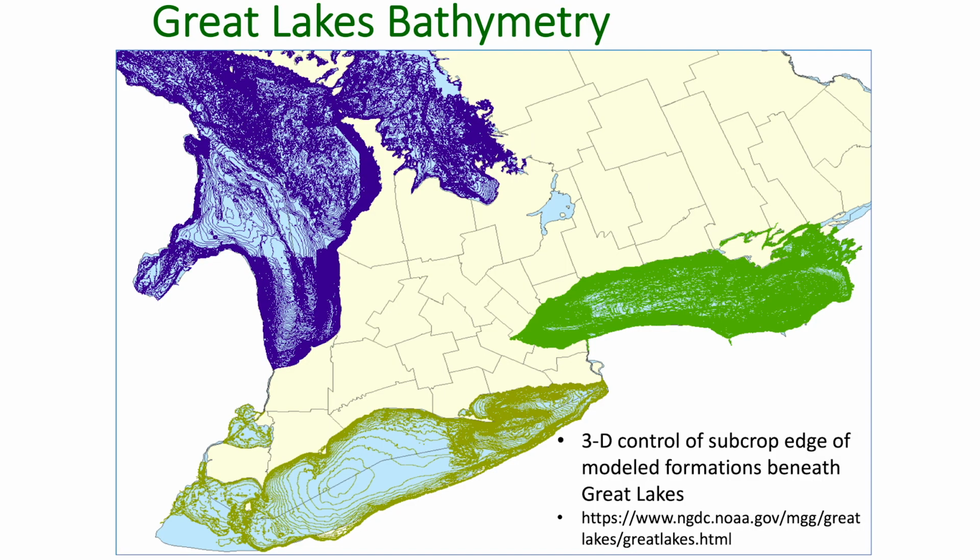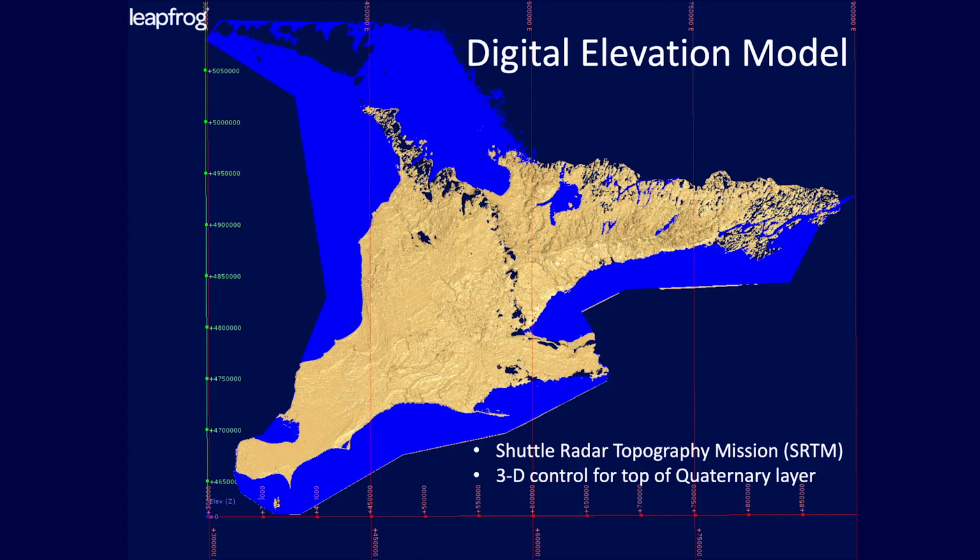There's a Great Lakes bathymetry. So this controls the 3D aspect of where those formations occur beneath the Great Lakes. This is a digital elevation model, which is the topography of the existing surface, with the glacial sediments still left on top. And this is a digital map from the Shuttle Radar Topography Mission.